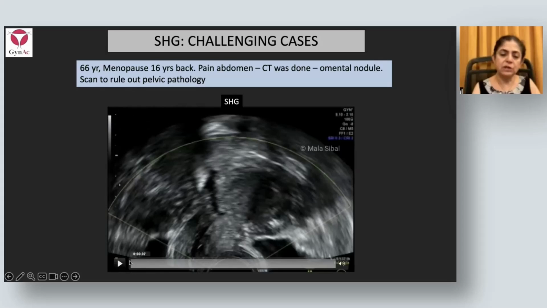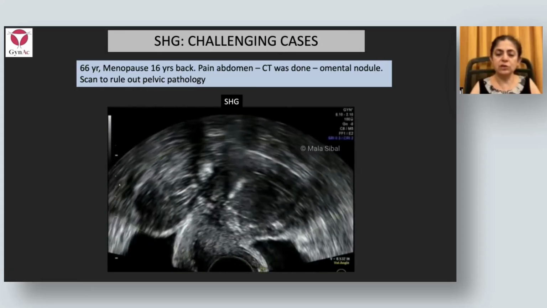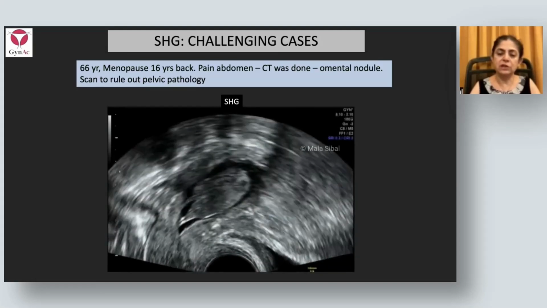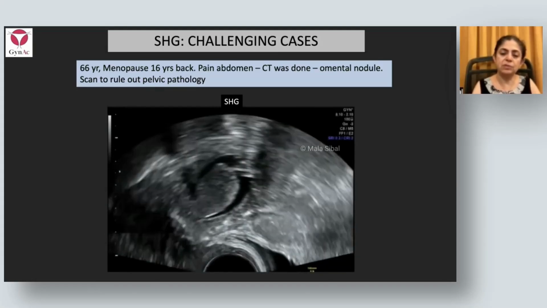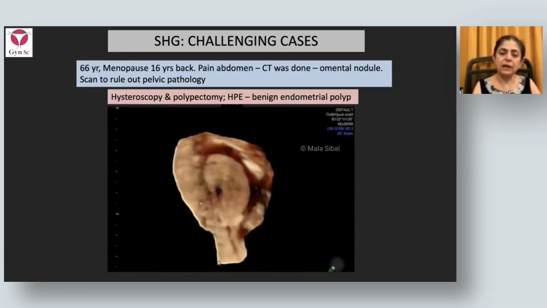And so what we did in this patient is infuse a little bit of saline into the endometrial cavity, and lo and behold, it became very obvious that this was a case of a benign endometrial polyp. The polyp had a very smooth, regular outline. And at histopathology, it did turn out to be a benign endometrial polyp.